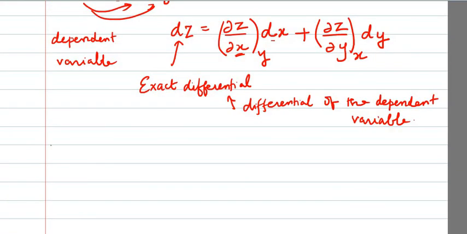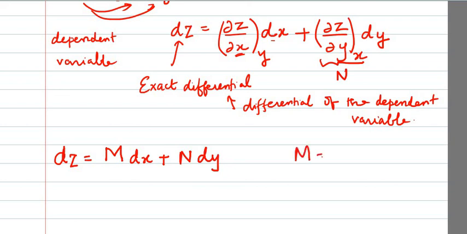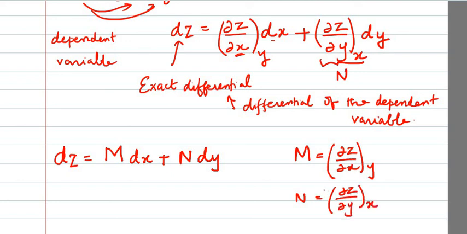Now we can rewrite the above equation. dz is equal to, instead of this dou z by dou x at constant y, I am writing this as m and this term I am taking as n. So m dx plus n dy, where m is equal to dou z by dou x at constant y, and n is equal to dou z by dou y at constant x.